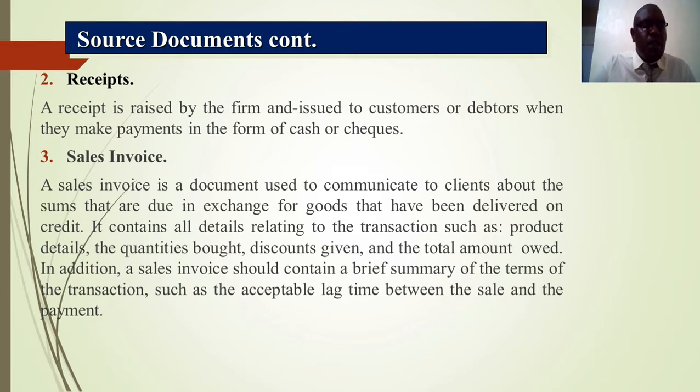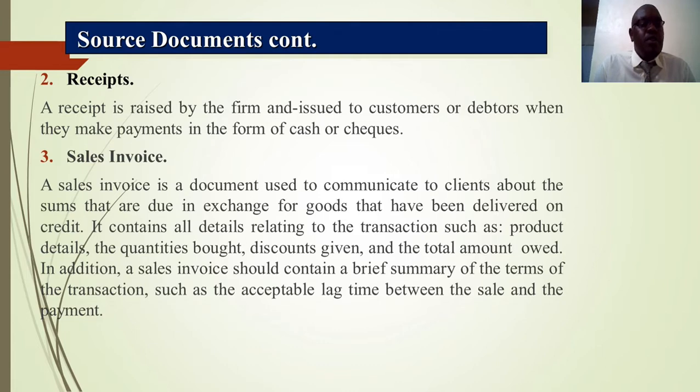So the invoice will contain details relating to the transaction, such as the product details, which kind of product did this client buy. It contains details about the quantities the client bought. Once you've indicated the type of the product, you also need to indicate the quantity that the client bought. Any discount given is also indicated on that invoice, and the total amount the client is expected to pay.